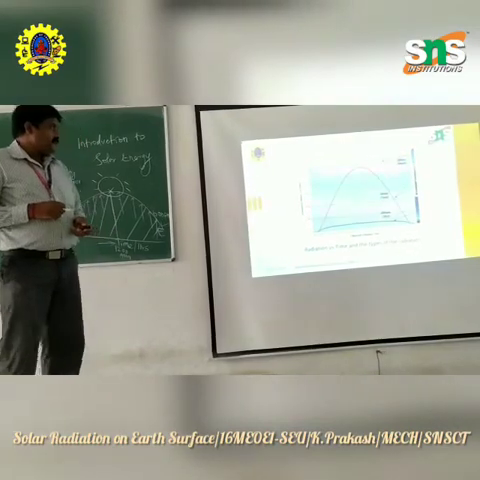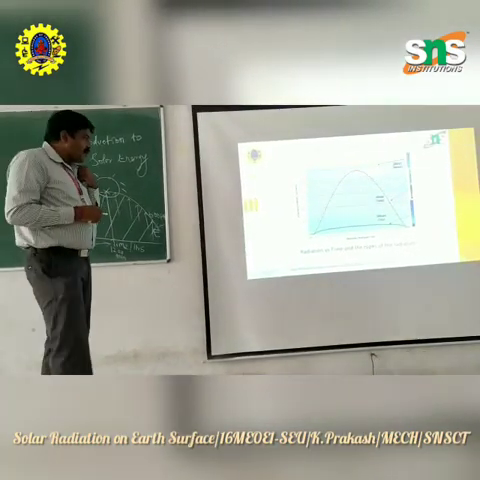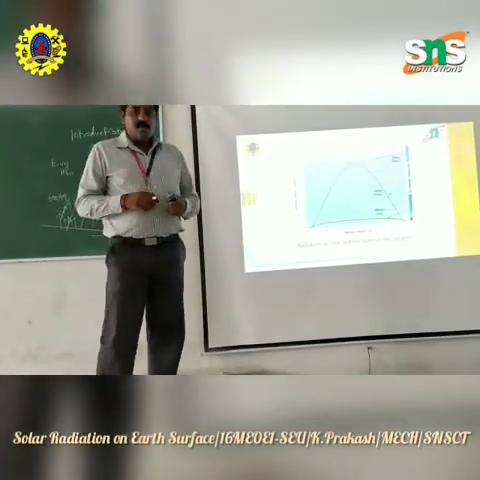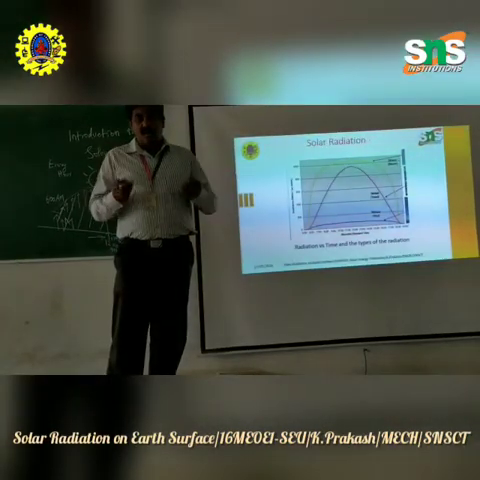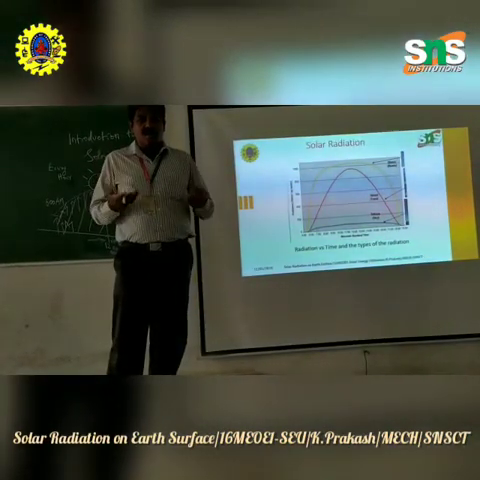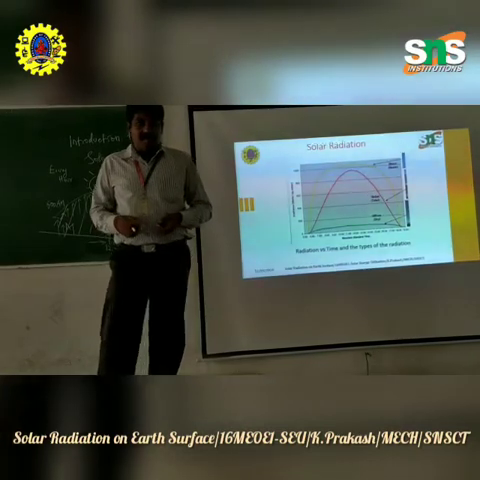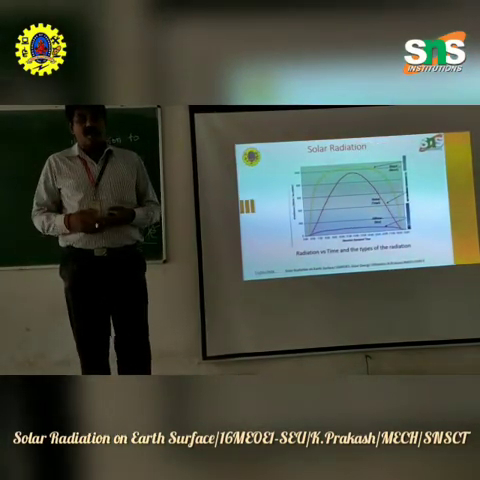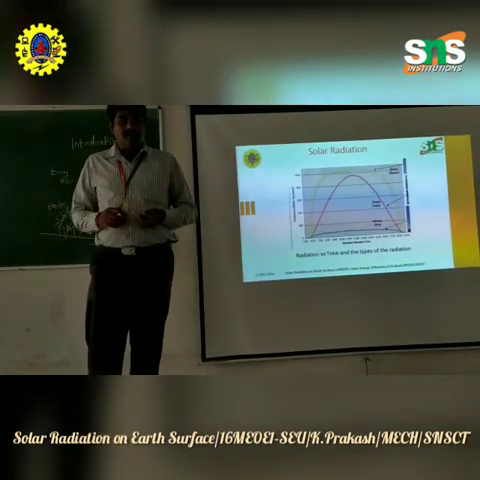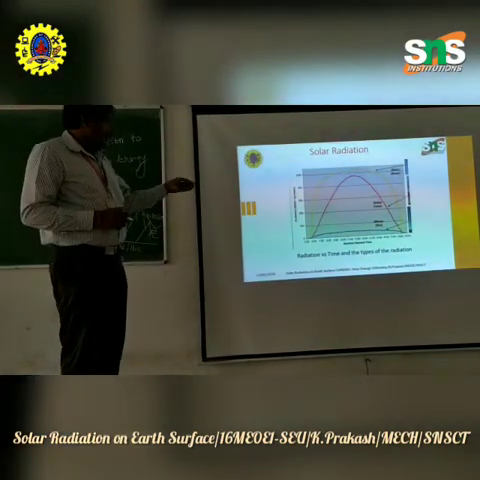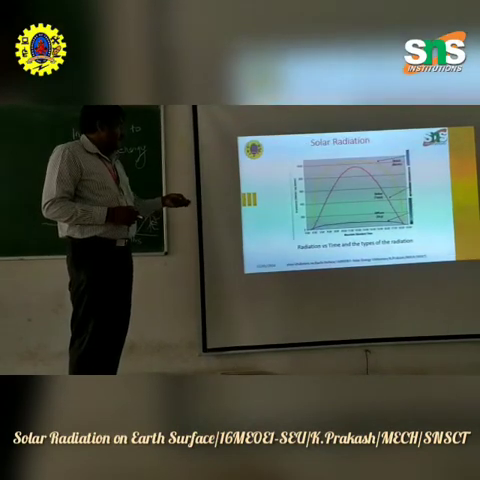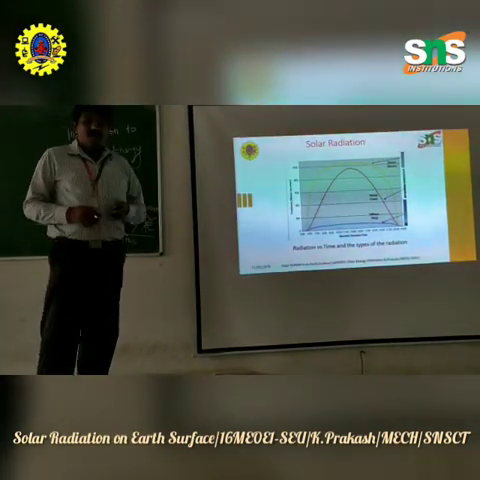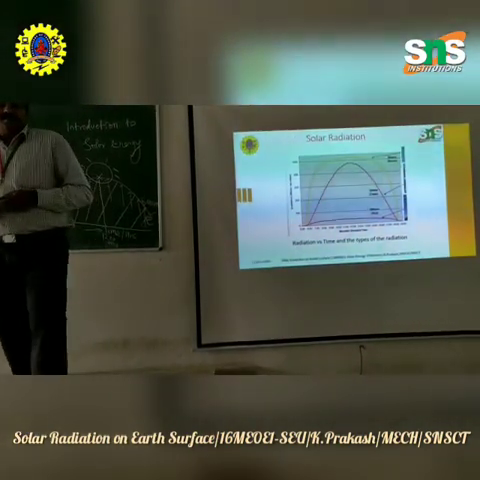So now coming to the radiation. We have discussed what is meant by solar radiation, how the sun is emitting, what are the types of solar radiation, how it is reaching the earth, and how much percentage of energy is dispersed. And now from this we are seeing what are the types of solar radiation.